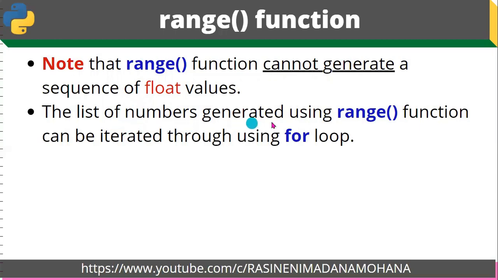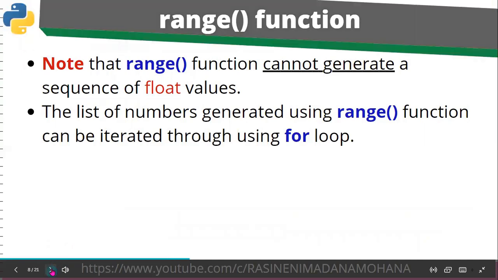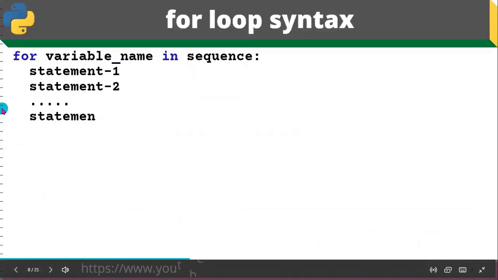The list of numbers generated using the range function can be iterated through using a for loop. Whatever examples we demonstrated for the range function, all the lists of numbers generated using this range function can be iterated, repeated, using a for loop. So that's why, before discussing the for loop, we covered the use of the range function. Now let us come to the for loop syntax.